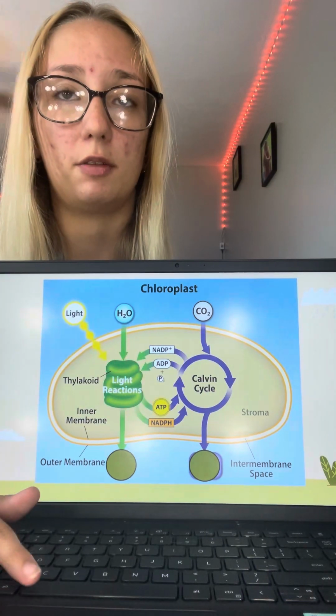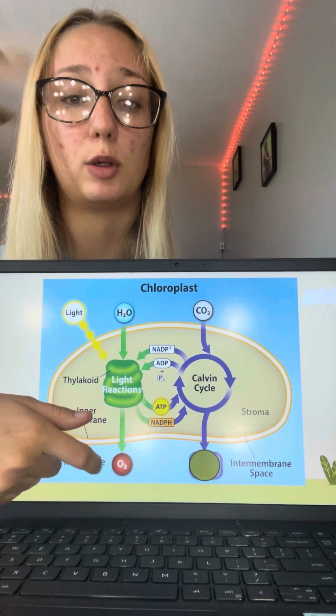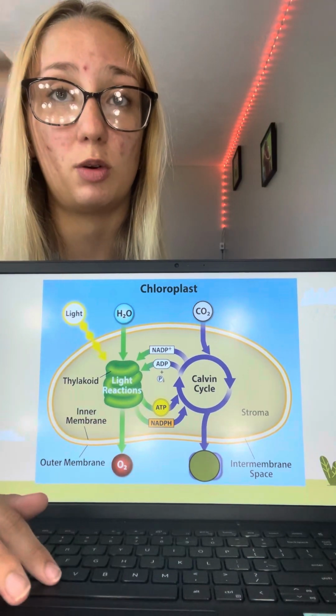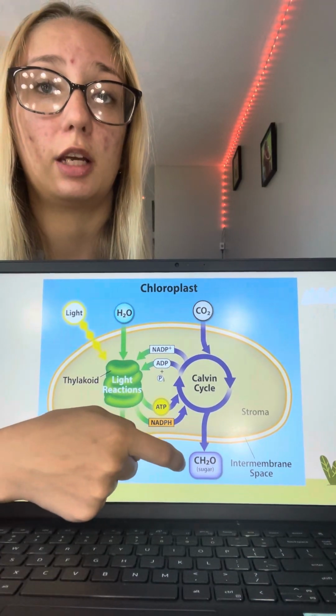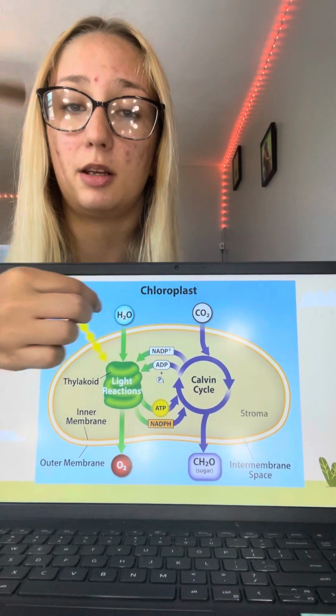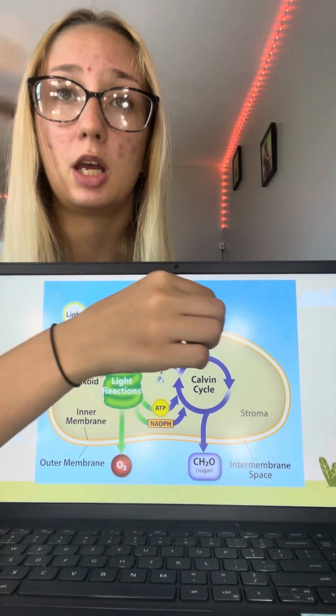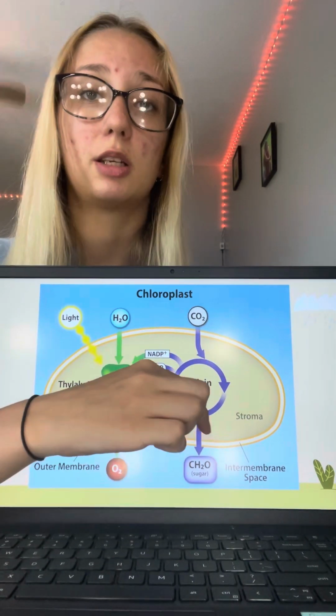CO2 goes into the Calvin cycle. And then once you put light and water in, it's going to produce that oxygen, that O2. And over here, we're going to produce that sugar for the plants to use. So light and water go in to give us oxygen. Carbon dioxide goes in to give us sugar.